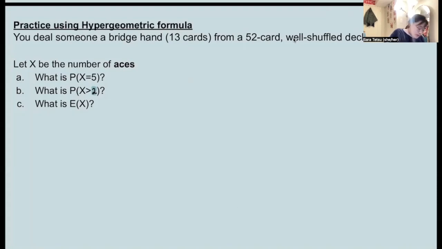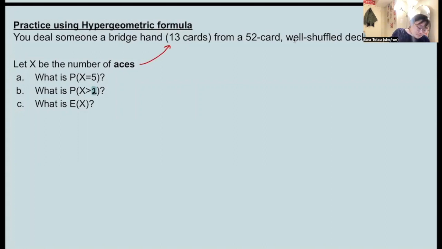Okay, let's do one more probability of a hypergeometric question. The situation is you deal somebody a bridge hand of 13 cards from a 52 card well shuffled deck. And we are defining X to be the number of aces in that bridge hand. So what is the probability that X equals 5?